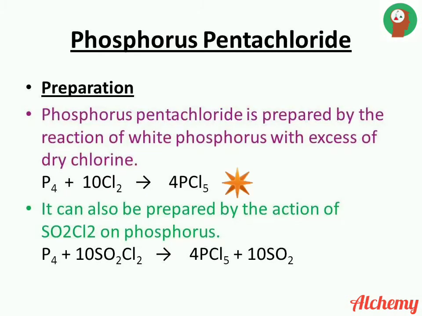The next compound of phosphorus is phosphorus pentachloride. Phosphorus pentachloride is prepared by the reaction of white phosphorus with excess of dry chlorine. The reaction is P4 plus 10Cl2 gives 4PCl5. It can also be prepared by the action of thionyl chloride and phosphorus.